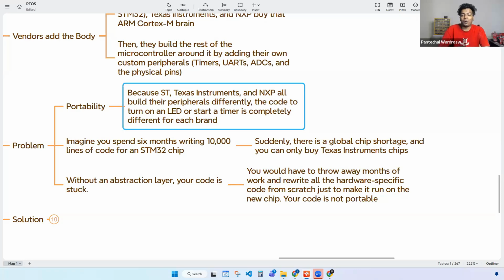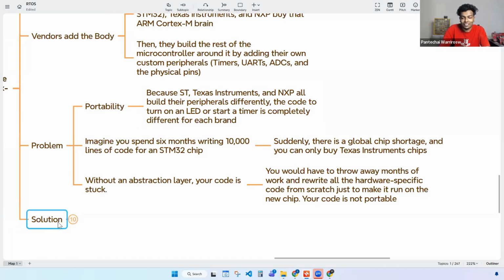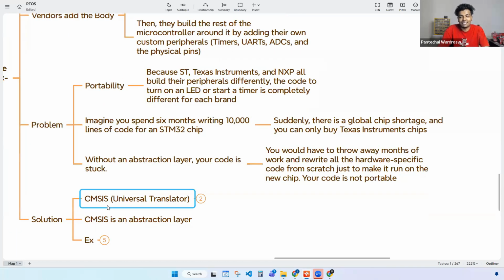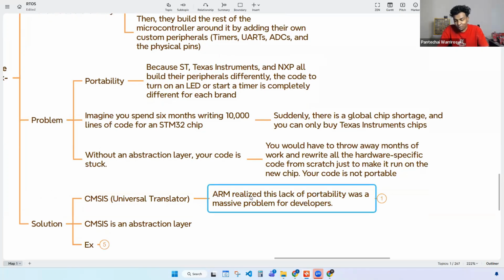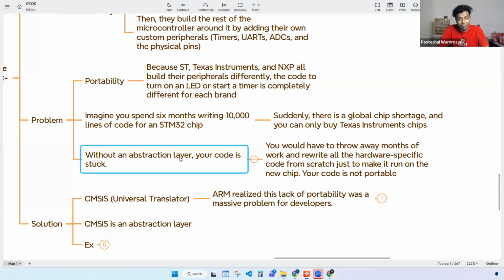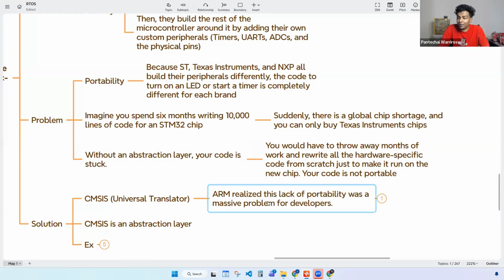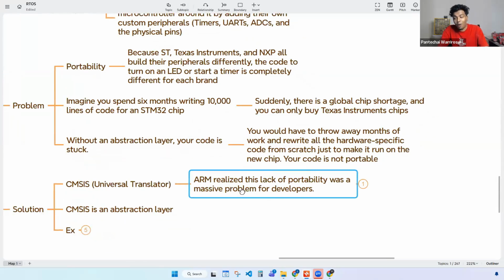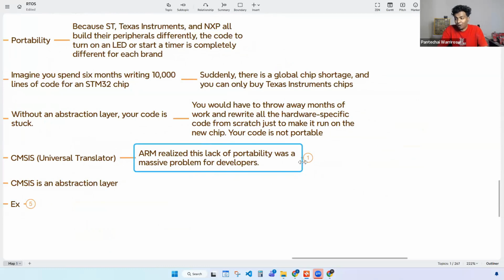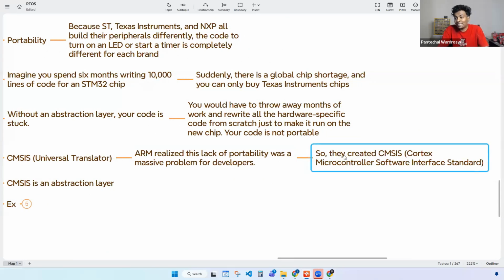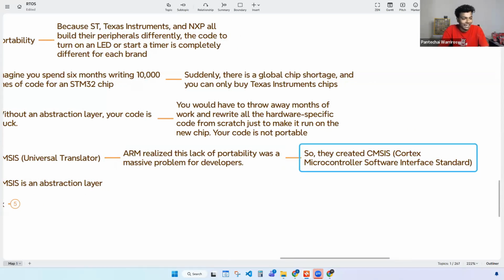So the solution we need is called CMSIS. So what is that CMSIS? It is like a universal translator. ARM really understood the problem, guys. ARM company, I'm talking about, who is designing the brain. ARM understood the real portability problem for developers. So that's why they created this CMSIS.